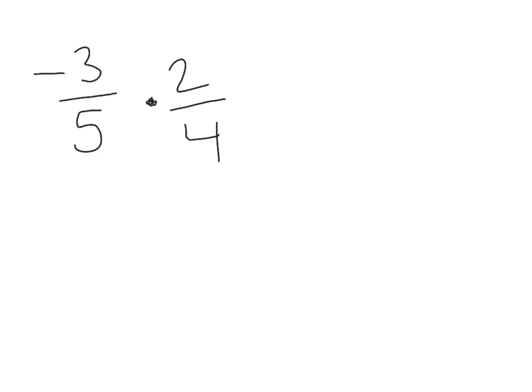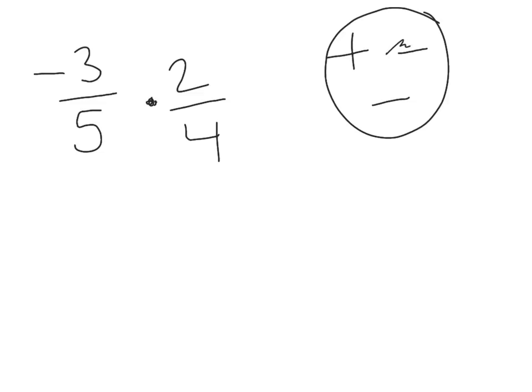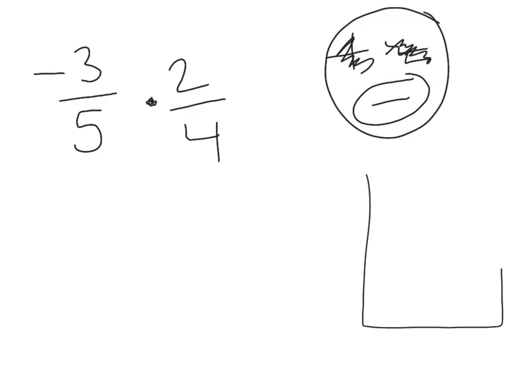So if we think back to our unit 1 when we were multiplying integers, we used punch in the eye guy, and that is going to be a handy strategy here with fractions as well. So in this case, we have a negative 3/5 times a positive 2/4. So a negative times a positive leaves us with a negative. So my final answer will be a negative.